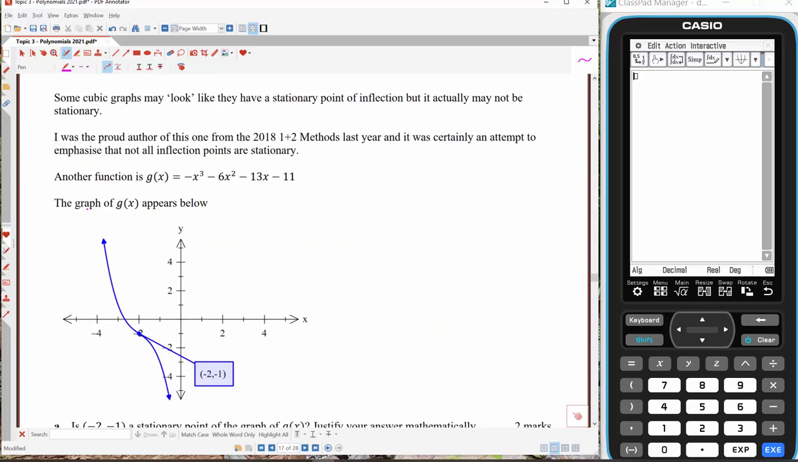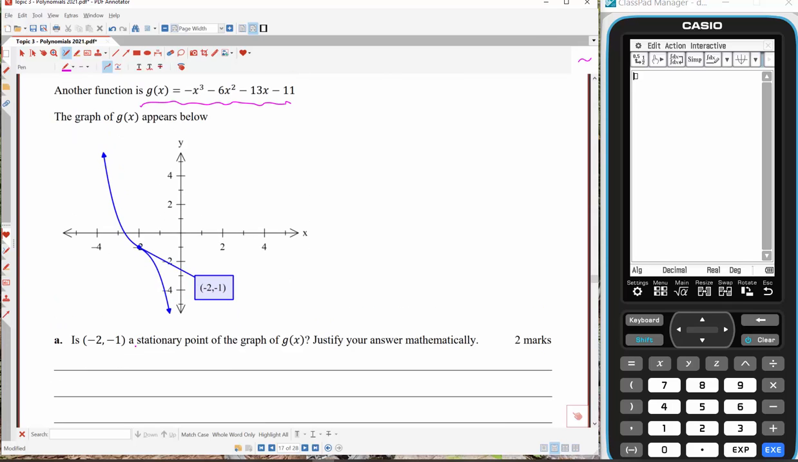Some cubic graphs may look like they have a stationary point of inflection, but it actually may not be stationary, i.e. it will be a point of inflection. I wrote this one back in 2018 for the 1-2 methods test, and it was based on something that happened in a 3-4 exam. It was a cubic function that looked something like this. Many students found the derivative, let the derivative equal 0 to find where the stationary point was, and found that they couldn't find a stationary point, and that's because this was a point of inflection, not a stationary point of inflection.